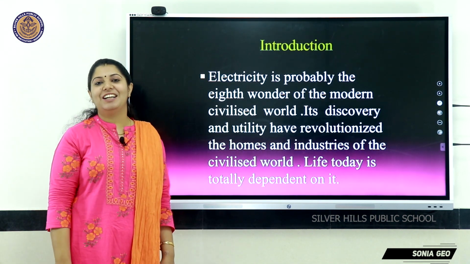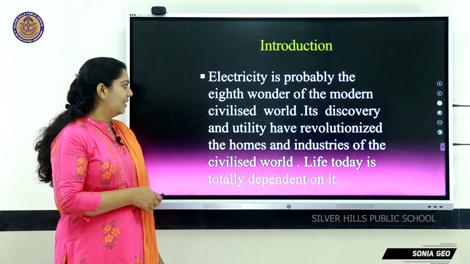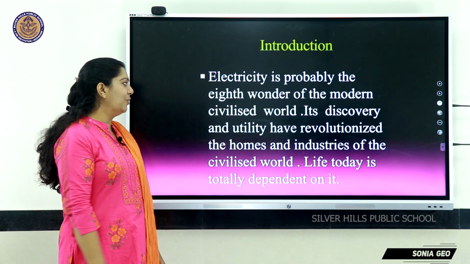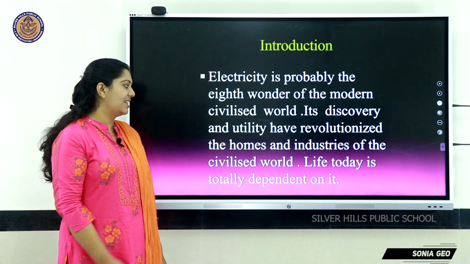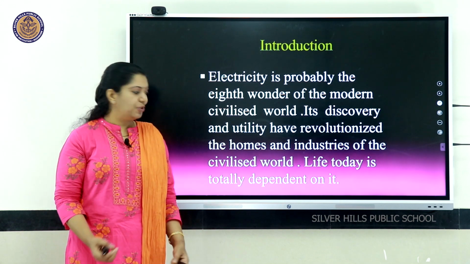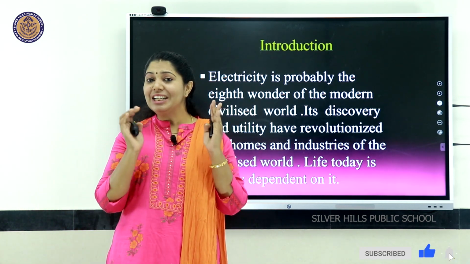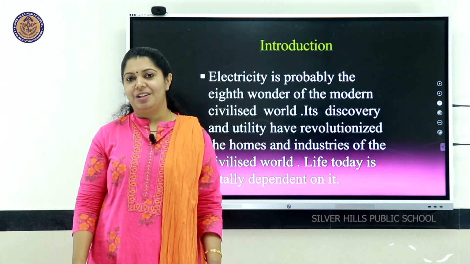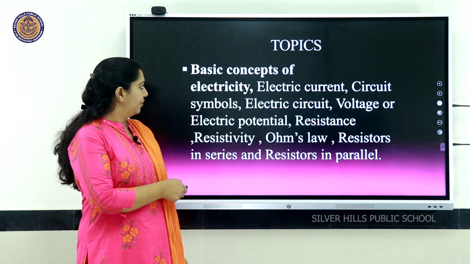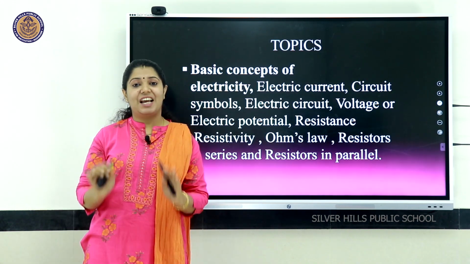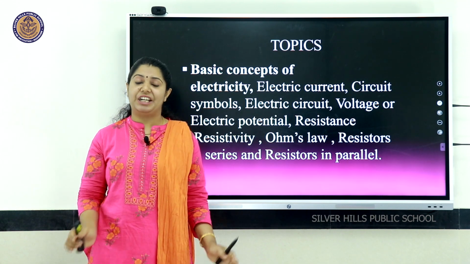Electricity is probably the eighth wonder of the modern civilized world. Its discovery and utility have revolutionized the homes and industries of the civilized world. Life today is totally dependent on it. You know the importance of electricity. We cannot imagine a day without electricity. We can say electricity is one of the important phenomena in our day-to-day life.